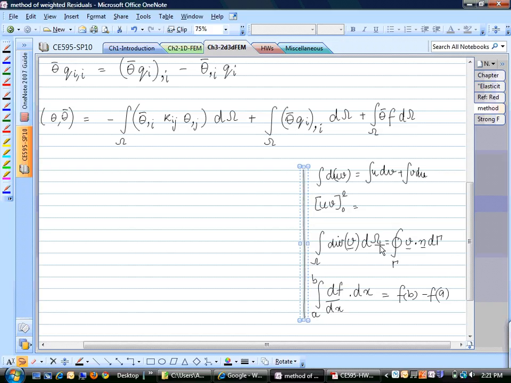So this relationship says the exact same thing. If you have a domain omega, you transform the divergence into v dot n, where n is the normal vector to that domain. This is the same relationship as in one dimension, and it is called the divergence theorem in 2 and 3 dimensions.